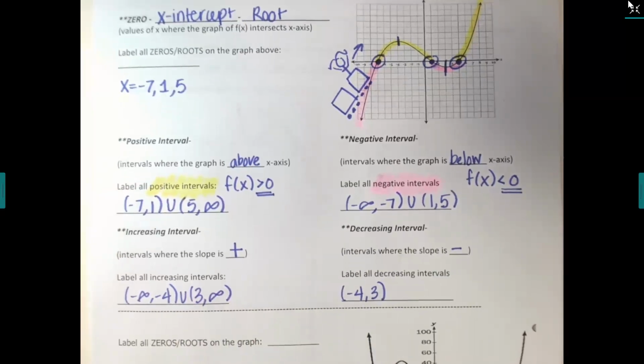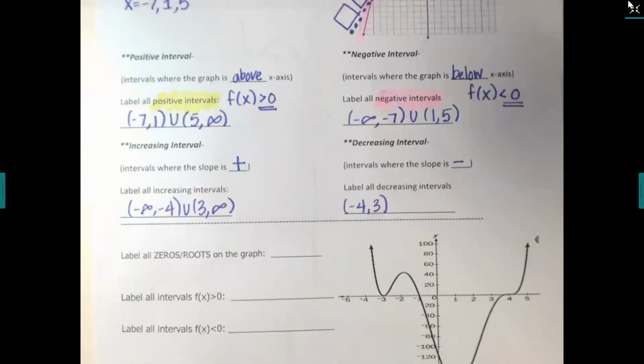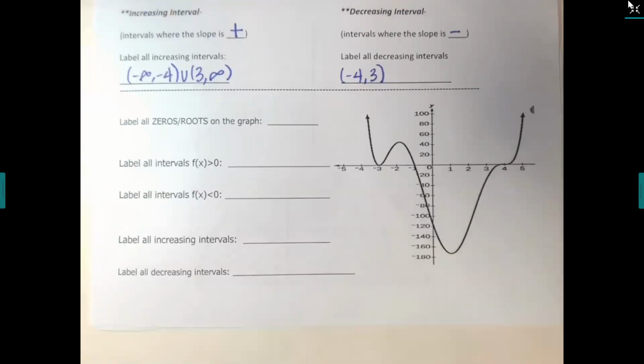So go ahead and take a look at that next question right below that. Okay, also I will post these notes onto Schoology. So if you do need to go back and watch them, that's absolutely no problem. Okay, come down here to the bottom.